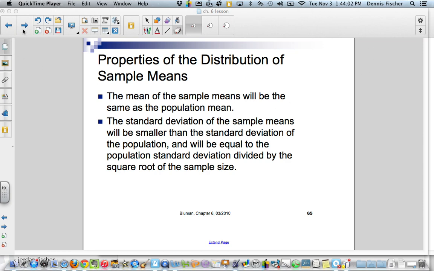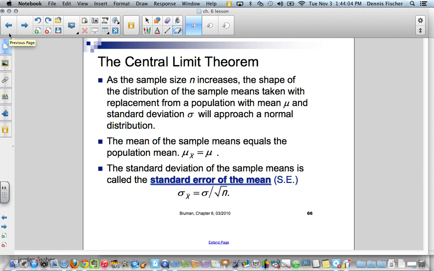So what we do here, as we work on this formula, we change a whole bunch of stuff. It's called a correction factor, or standard error of the mean. As the sample size n increases, the shape of the distribution of the sample mean taken with replacement from the population with mean mu and standard deviation sigma will approach a normal distribution. Mu is equal to mu. That's not a problem. But the problem comes in with our standard deviation. It's known as the standard deviation of the means, and it is going to equal our standard deviation divided by the square root of n. Okay? So what does that mean?